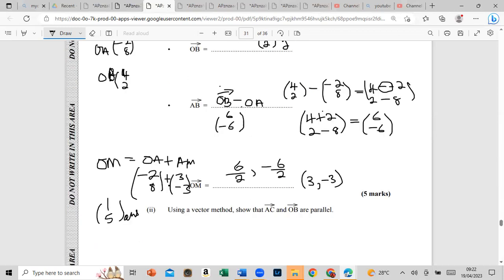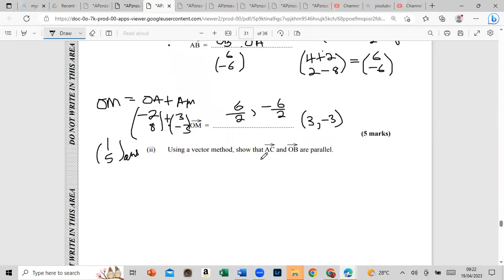Alright, let's look at this one. It says using a vector method, show that AC and OB are parallel. Now guys, I would suggest you draw it on the chart and so forth. Alright, but to show that it's parallel, one has to be a scalar multiple of the other. So we have AC parallel to OB, show that they're going in the same direction.